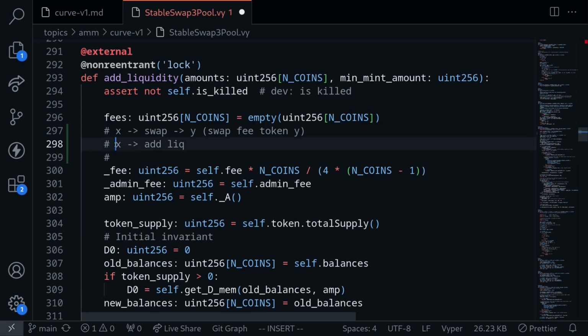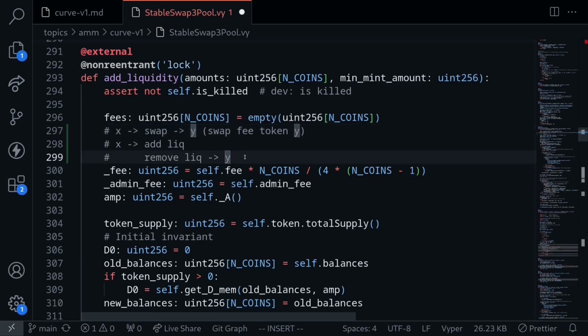So for example, after we add only one token as liquidity, let's say that we remove liquidity in another coin, say remove liquidity, and we request token Y out. So effectively what we did here was we put in X token and then we took out token Y. This is the same as swapping token X for token Y.